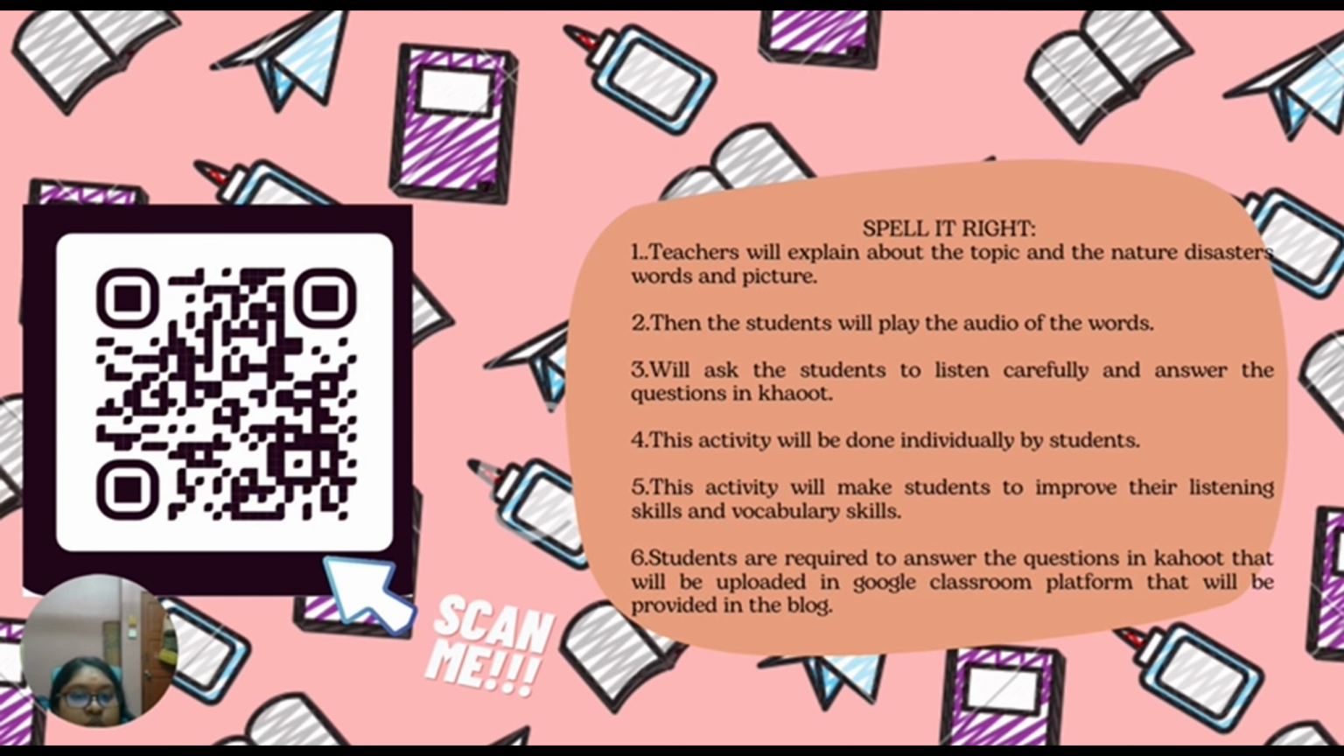Firstly, the teacher will be explaining the topic, the natural disaster words and pictures that were taught or explained in the previous class. Then students will scan the QR code and play the audio of the words. Then, thirdly, students will listen to the audio carefully and answer the questions in the Kahoot link given in the Google Classroom. This activity will be done individually by students.